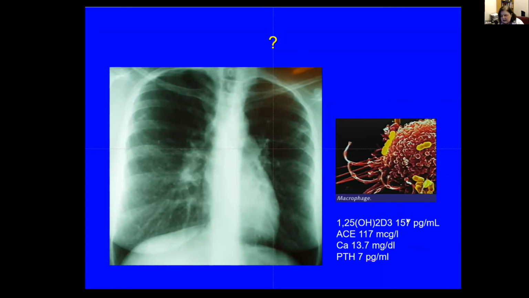Now, when you go to the board, this is how they present you the question. They show you this chest X-ray. They most of the time don't show you the macrophages, but they will give you the laboratory test values. 125 hydroxyvitamin D elevated, ACE elevated, calcium elevated, PTH low. So can you tell me what this is?